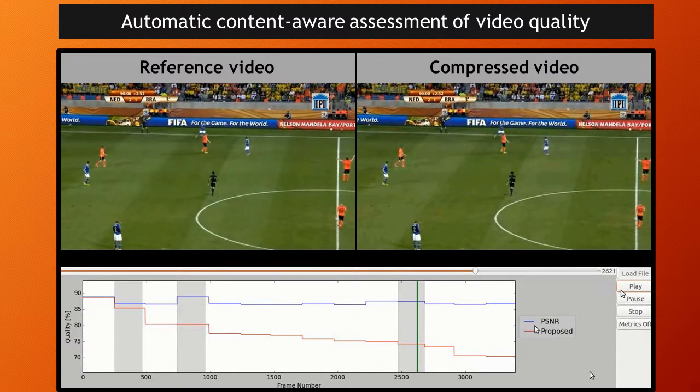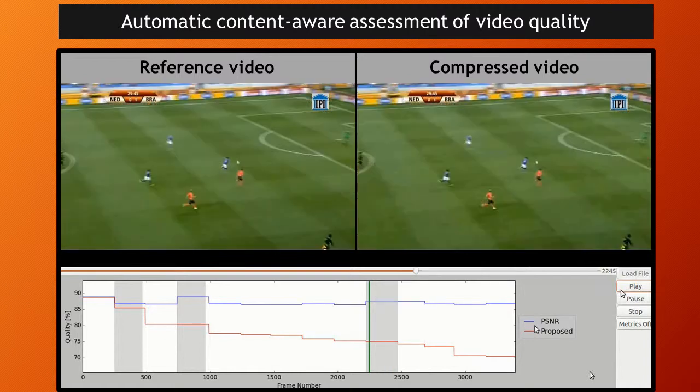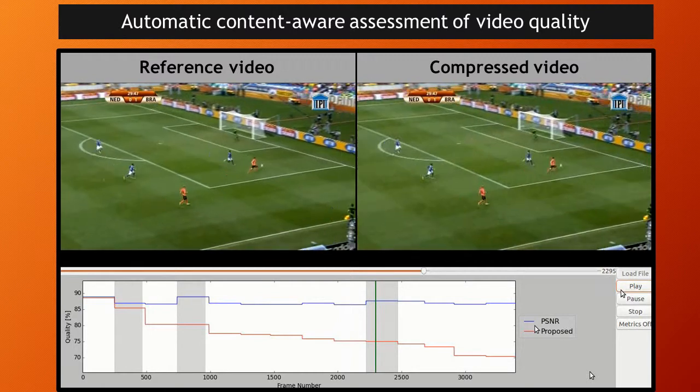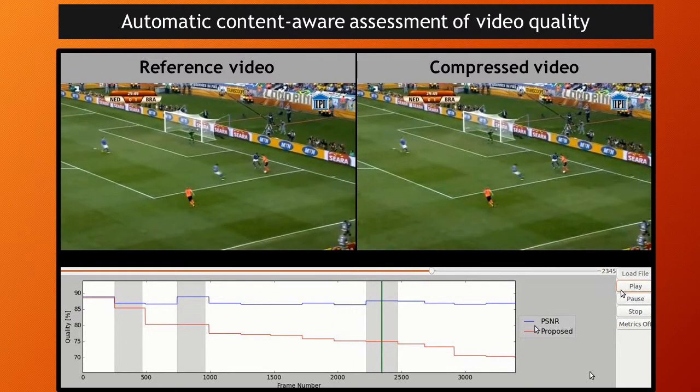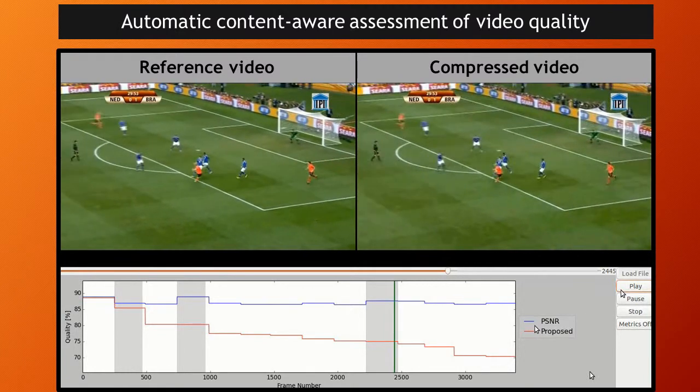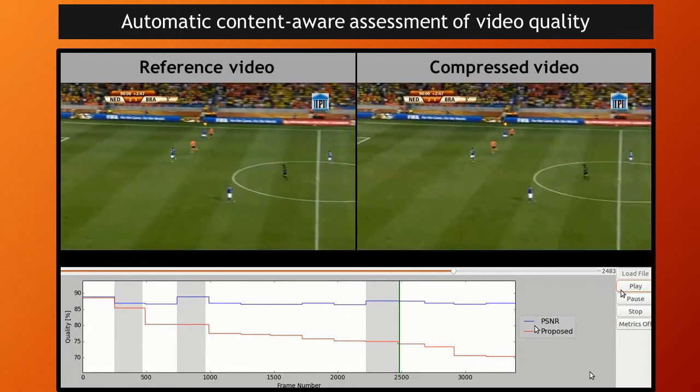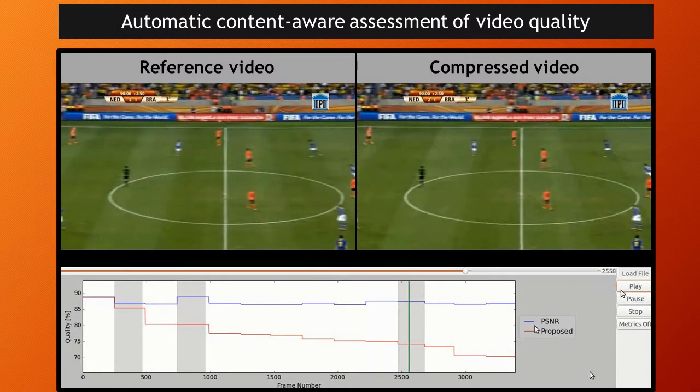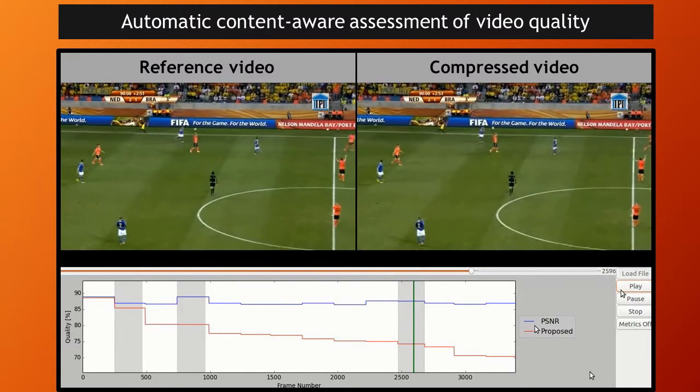We've developed an algorithm that can better judge the quality of a video by taking spatial and temporal details into account, reflected by the red line. As you can see, a typical measure like peak signal-to-noise ratio, in blue, thinks that all frames have the same quality, whereas the content-aware measure more closely reflects how a person might judge the quality of the video.